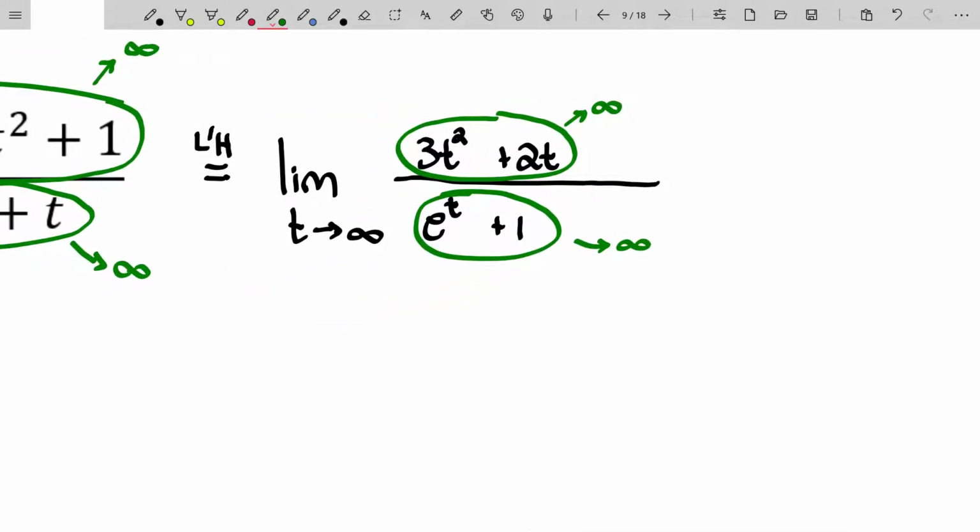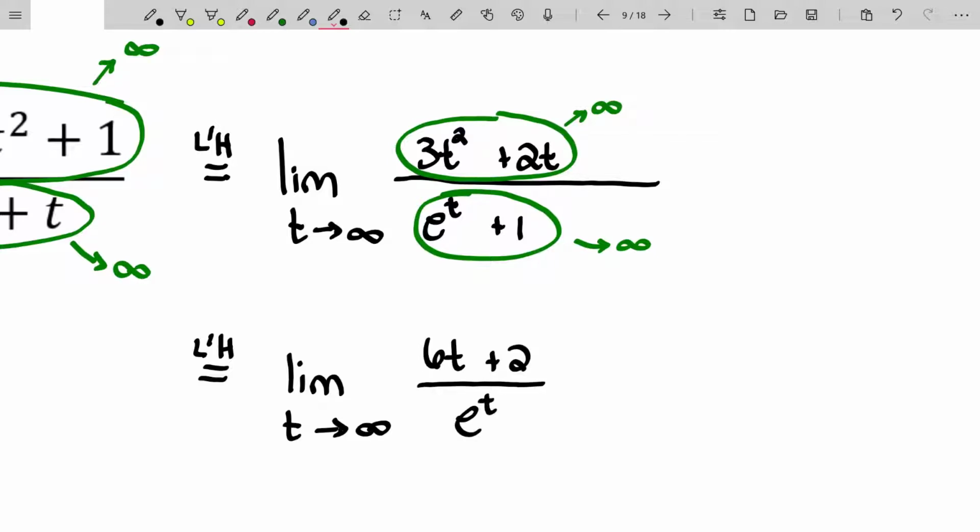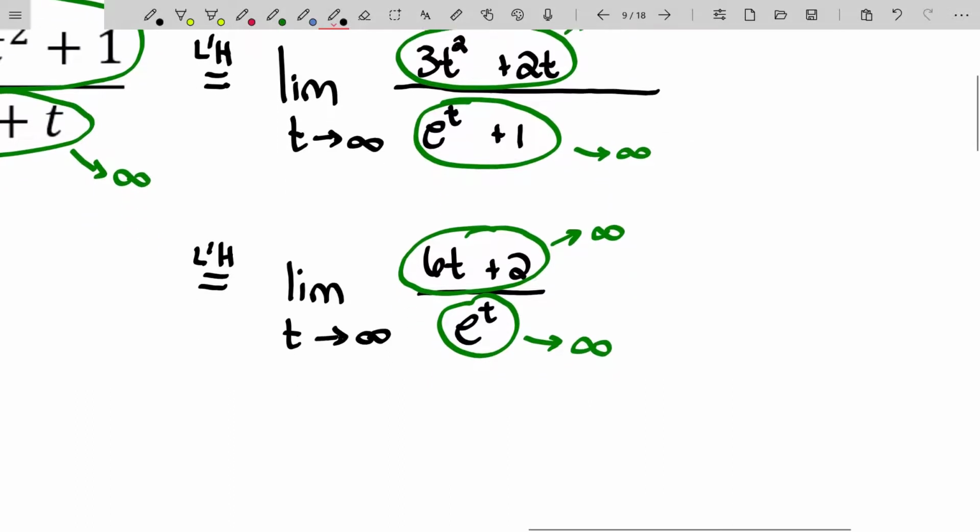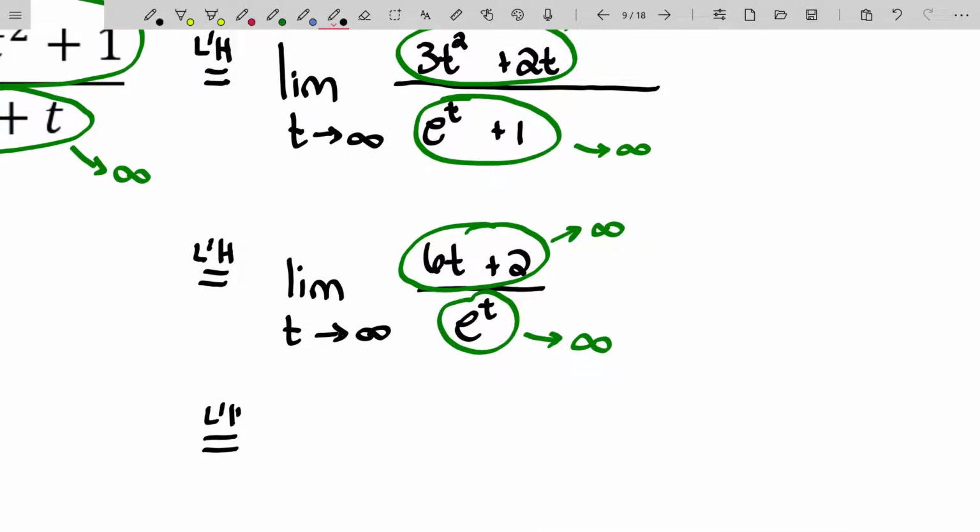So here we have this limit. Let's use L'Hopital's rule on this limit, so that we take the derivative of the numerator and divide it by the derivative of the denominator. The derivative of the numerator is going to be 6t plus 2. The derivative of the denominator is e to the t. And again, we see this limit is of the indeterminate form infinity over infinity, which means, yet again, we can run L'Hopital's rule.